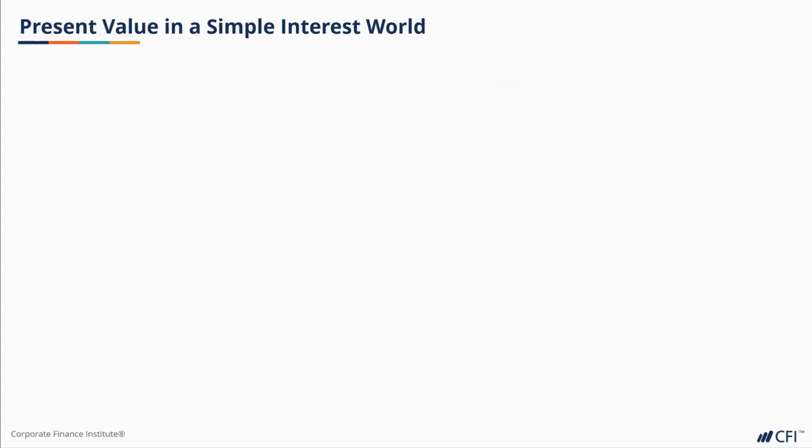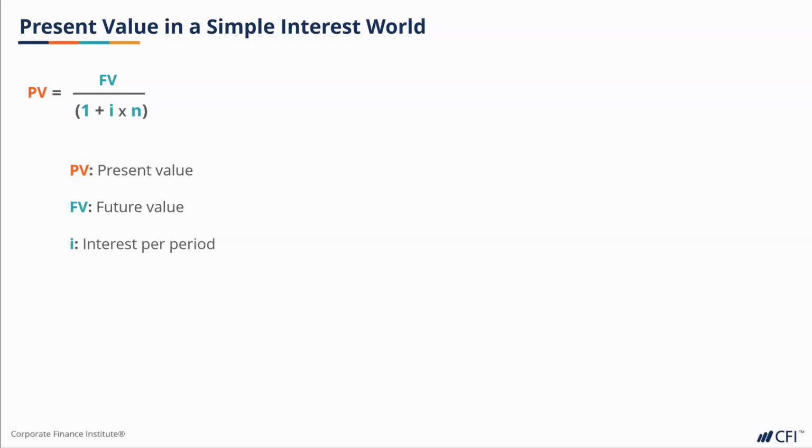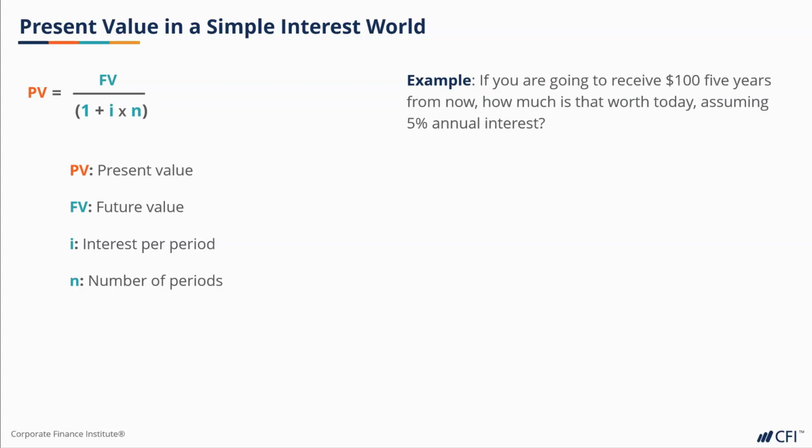table above. Reversing the equation above, you get PV equals FV divided by 1 plus I times N, where PV is present value, FV is future value, I is interest per period, and N is the number of periods. Using a new example, if you're going to receive $100 5 years from now, how much is that worth today, assuming 5% annual interest? FV in this case would be 100, I is 5%, and N is 5 years. The PV would be $80.